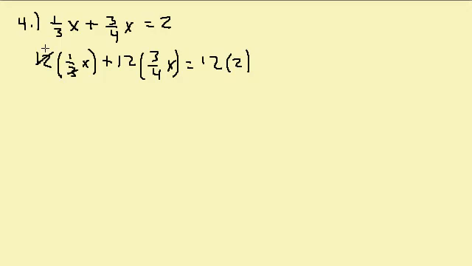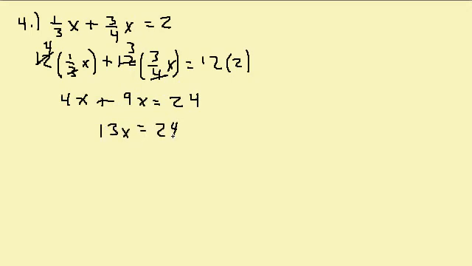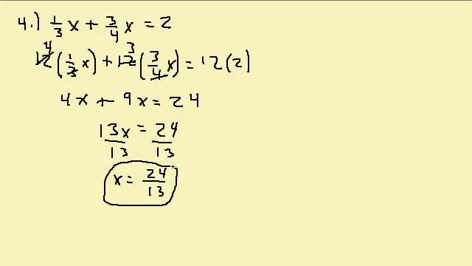So the 12 and the 3 cancel. So that gives me 4x plus 9x equals 24. So I combine like terms. I get 13x equals 24. Divide by 13. I get x equals 24 over 13.